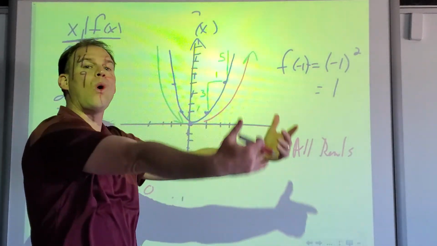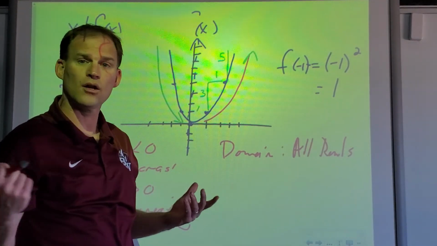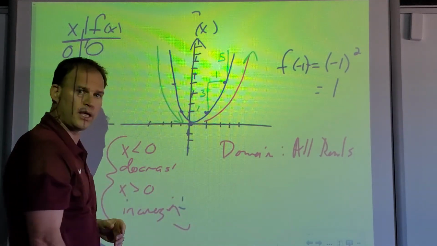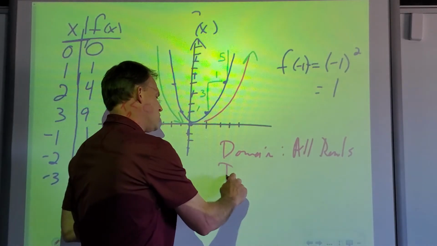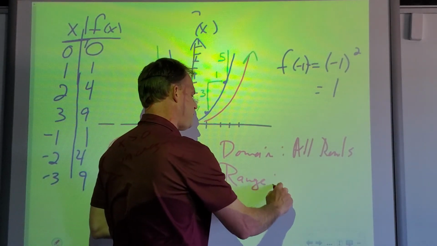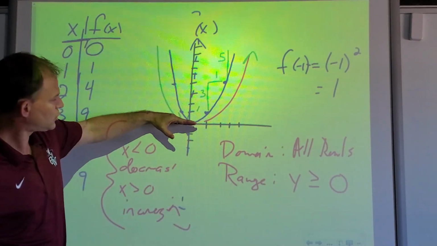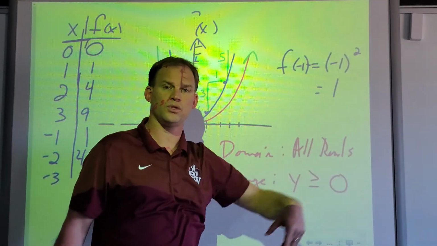What possible y's could I get out? Well, I can't get all of them, because if I look, this curve never comes down here. Right? There's no curve down here. So if I look at my range, it starts here and goes up. So my range is everything greater than or equal to 0.